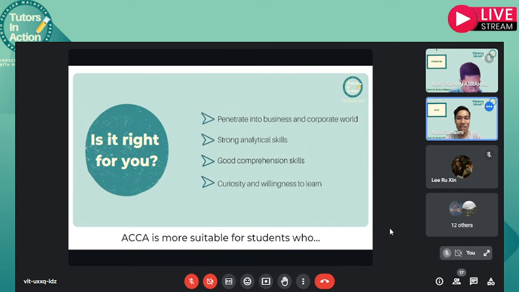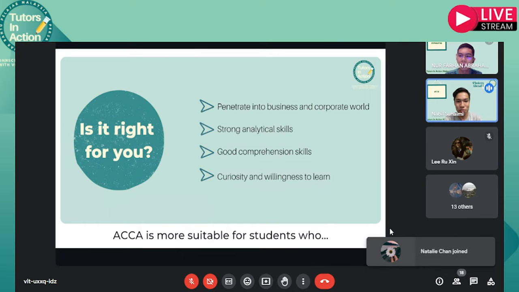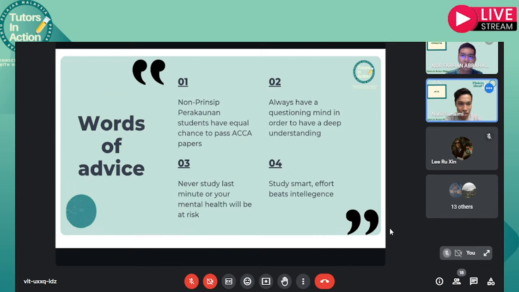However, it's not only limited to mathematics. It's also your analytical skills, your storytelling skills also. Then if you have good comprehension skills and you can explain things well, then it's the right thing for you. And of course, this applies to everyone: if you have curiosity and willingness to learn, you can do everything in life. So next slide. Words of advice for doing ACCA.